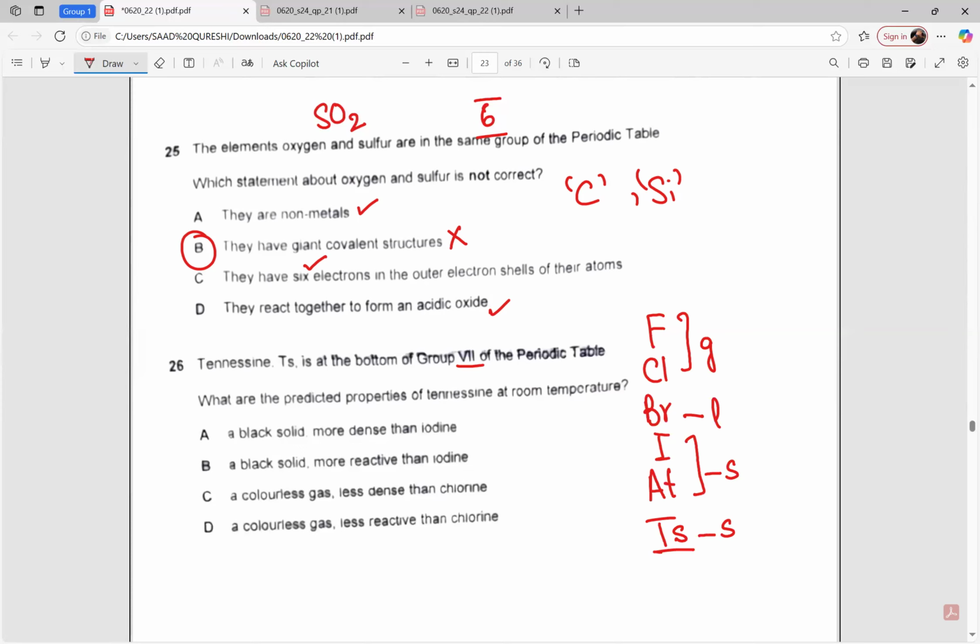So it's a solid, but it is denser than iodine, or more reactive than iodine. As we go down in the halogens, the reactivity decreases, which makes tennessine less reactive than iodine. So this one is wrong. This one is correct because it is more dense than iodine. It will be heavier than iodine.